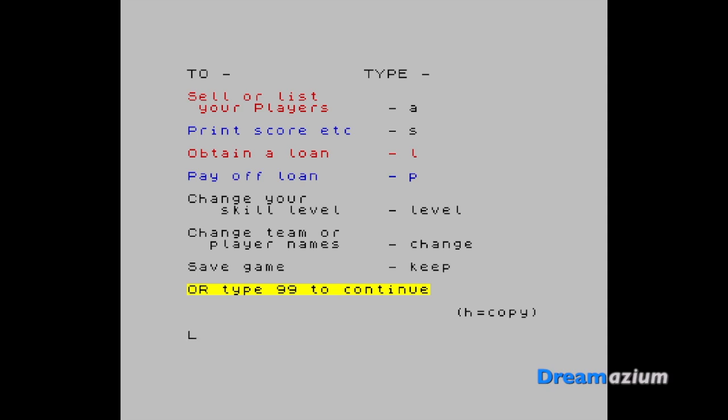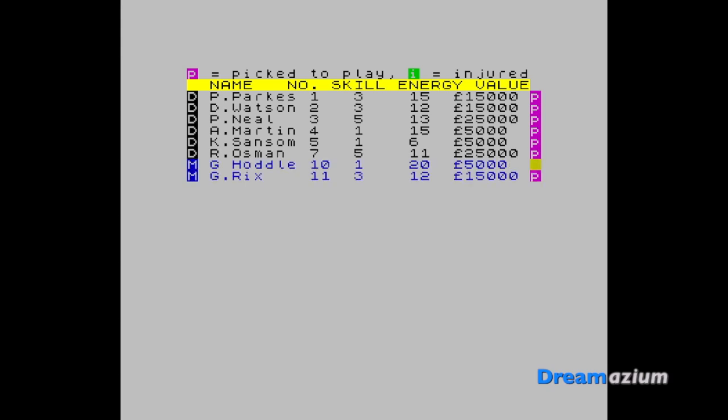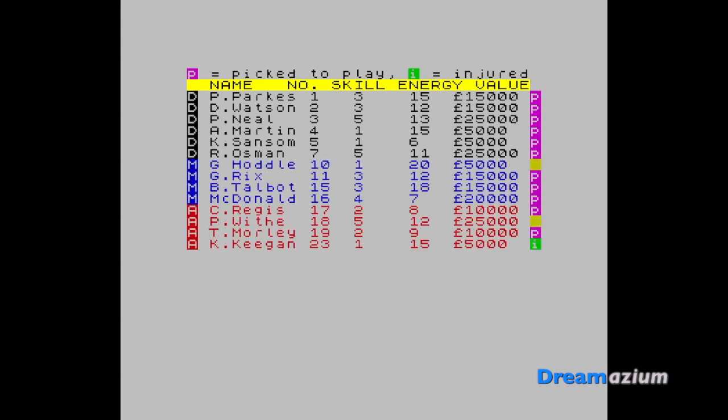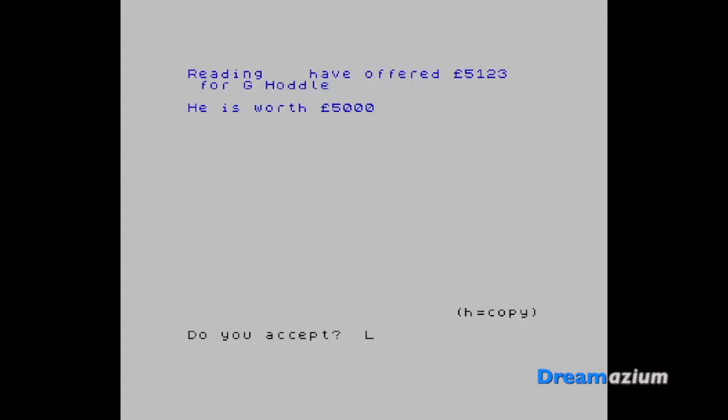So I could think about putting a player on a transfer list to try and raise a bit of cash. I can't put Keegan on there because he's injured. We won't get a lot. So I could put Hoddle there, couldn't I? Let's put him on the market and see what happens. Right, now we've had an offer and we have an opportunity to choose whether we want to accept that offer or not.